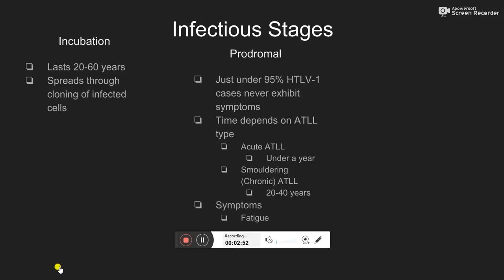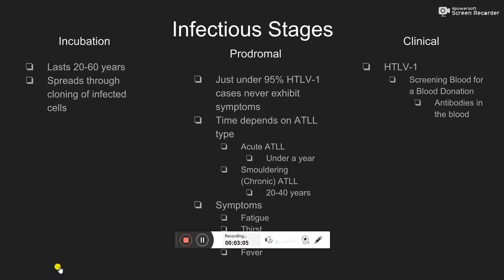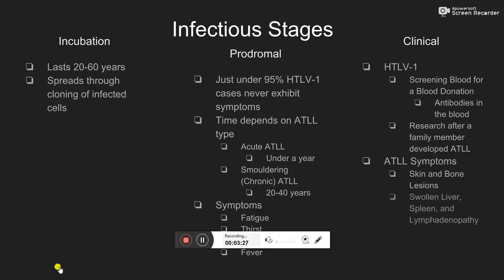The clinical period for HTLV1 usually begins by screening for blood if somebody's trying to donate their blood, and they can tell that you have HTLV by seeing antibodies to that particular virus in your blood, or maybe research after a family member developed ATLL, as this disease does tend to stay in families. ATLL symptoms are more prevalent because they actually have symptoms, and the symptoms include skin and bone lesions, swollen liver, spleen, and swollen lymph nodes, and the life expectancy after diagnosis is a mere 6 months to 2 years.